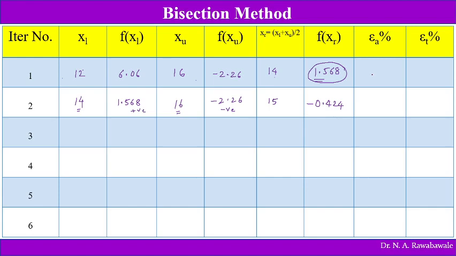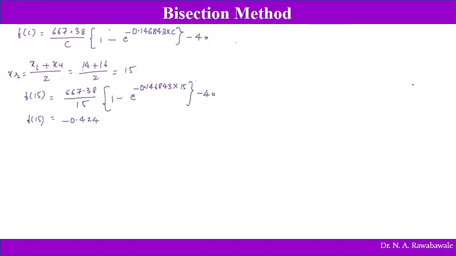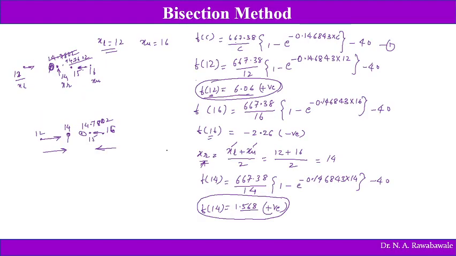Simultaneously we have to find out error. So approximate error at the initial stage we cannot find out, because here we do not have the first estimate. So this cannot be calculated, but true error can be obtained. So first step, true error. This is the approximate value obtained, and true value is known, 14.7802. So true error we can obtain.